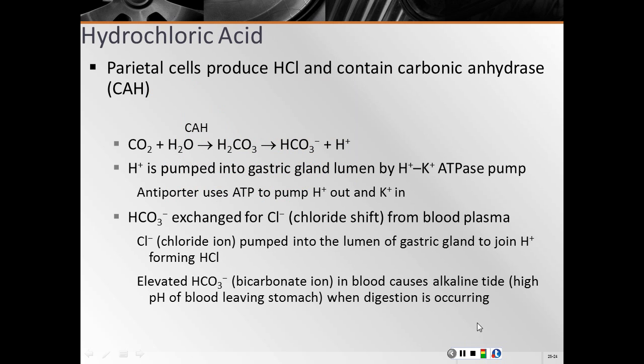Now, the parietal cells, which we talked about just a few slides back, contain carbonic anhydrase, the CAH, which is going to catalyze the first step in this particular reaction. Okay, so the hydrogen is going to be pumped into the lumen of the stomach by an active transport protein called HK-ATPase, which is an antiport.